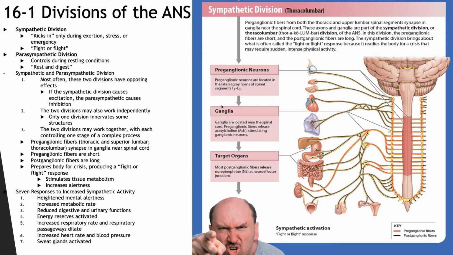You're probably already familiar with the names of the two main subdivisions of the ANS, the sympathetic division and the parasympathetic division. The two divisions work in several ways. One, most often these two divisions have opposing effects. If the sympathetic division causes excitation, the parasympathetic causes inhibition. The two divisions may also work independently, where one division innervates some structure. They may also work together, with each controlling one stage of a complex process. In general, the sympathetic division kicks in only during exertion, stress, or emergency, and the parasympathetic division predominates under resting conditions.